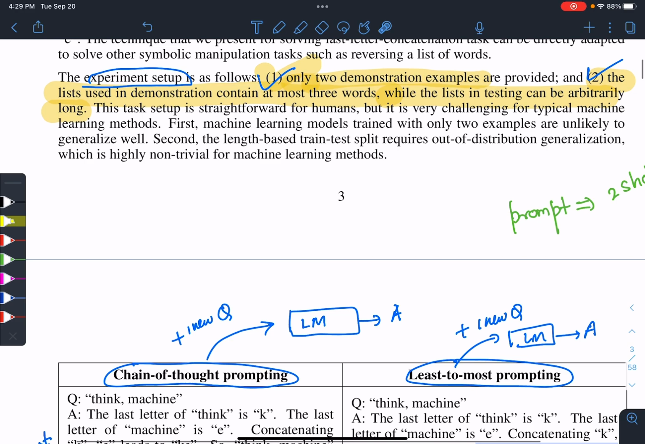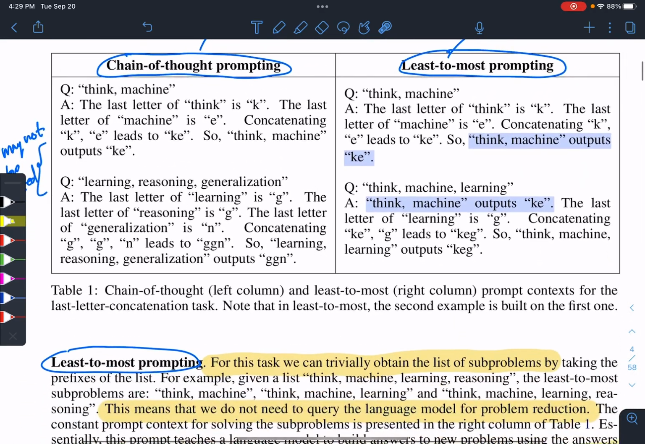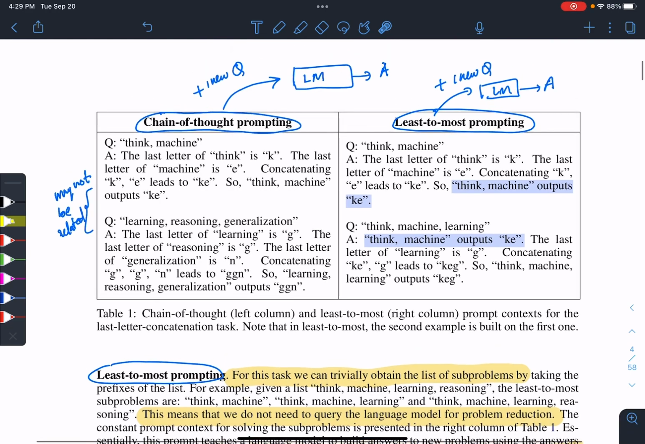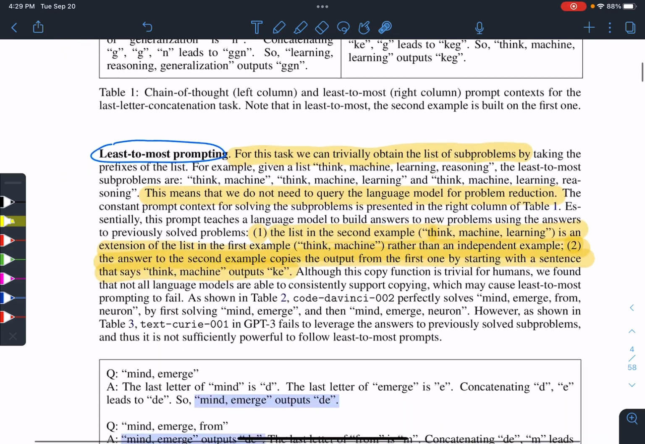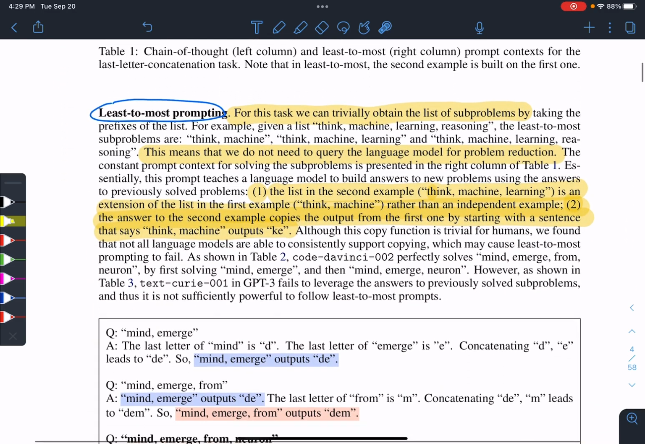Okay, so in this experimental setup there are only 2 demonstration examples, and each demonstration contains at most 3 words. So this is how step 2 looks. In chain of thought prompting, you have these 2 examples plus a new question for the language model to answer, and they are not related. But in this one they are related, because this is a simple question and this is a complex question, and they are related. So that's what they're explaining here.